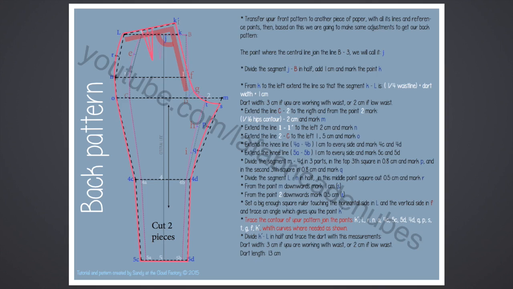And in this corner that you will get when you trace this angle, we will call it K prime. Now you can just join all the points we marked to trace the contour of your pant, starting from L, K prime, K, F, T, S, 4D, 5D, 5C, 4C, O, N, R, and again L. Now you can trace your dart.